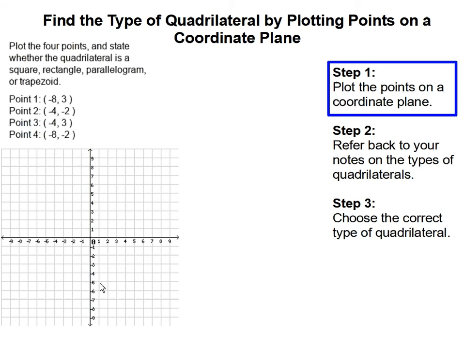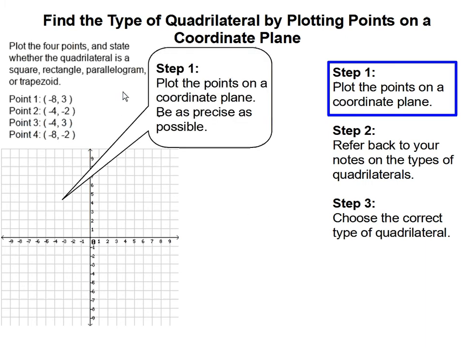I already have our coordinate plane here. I highly suggest if you're doing this, you do it in a graph paper notebook or on some type of graph paper and use a ruler. Alright, so let's see here. So we're going to plot the points. Try to be as accurate as you can. It makes it a lot easier, okay? Alright, so here we go.